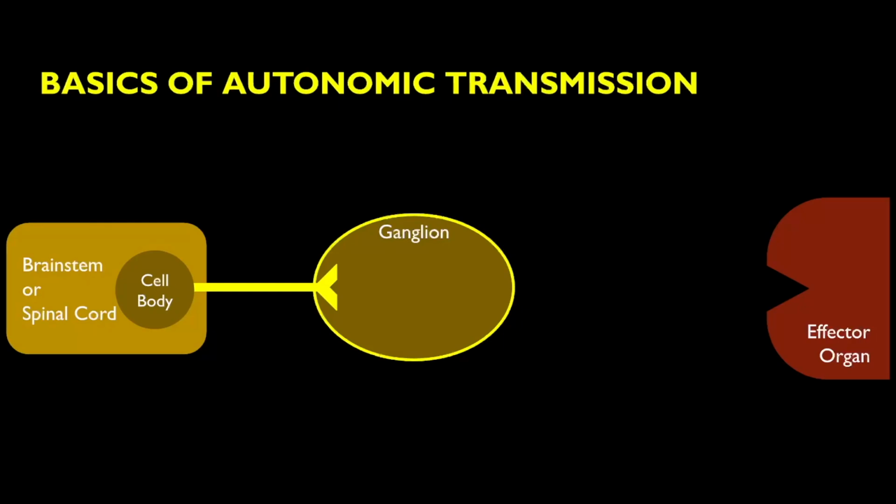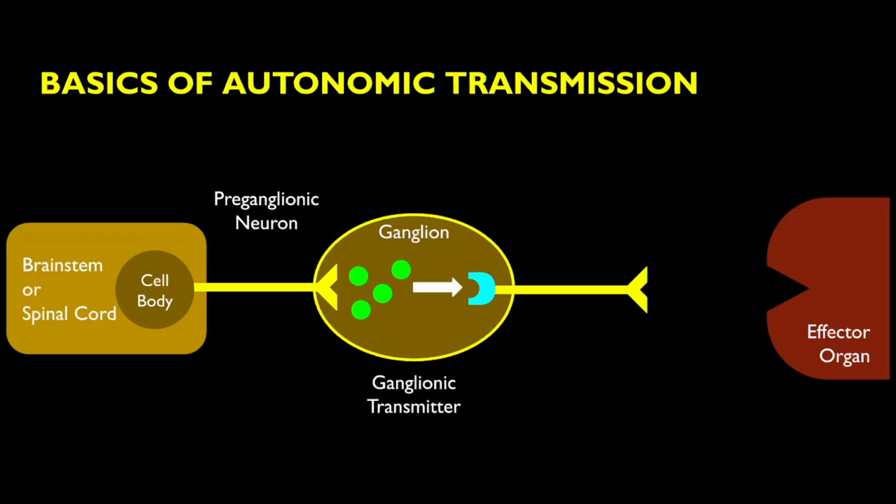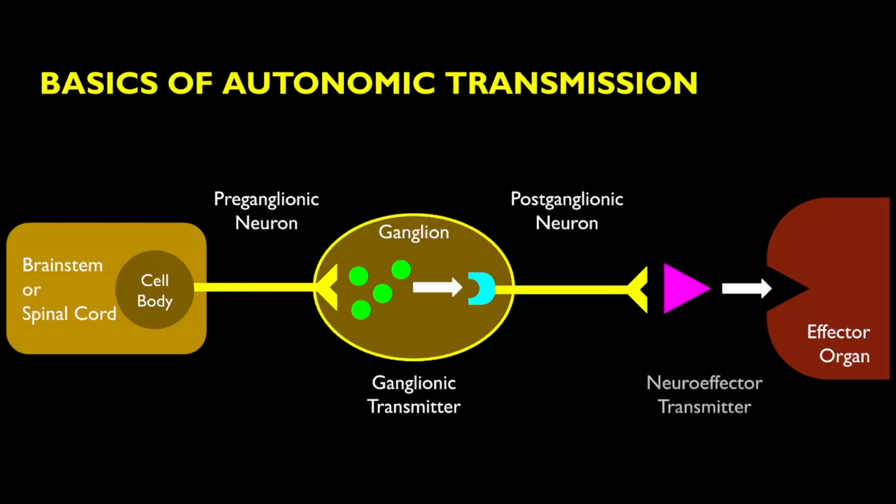Now, since this nerve is relaying into the ganglion, or it's coming before the ganglion, it's called the preganglionic neuron. This preganglionic neuron releases a neurotransmitter which stimulates the receptors present on another nerve which exits the ganglion or comes after the ganglion. And this neuron is known as the postganglionic neuron. This postganglionic neuron is the one which actually releases the neuroeffector transmitter, which acts on the effector organ and brings about the desired action. So now that we know about the basics of autonomic transmission, let's discuss the anatomy of the sympathetic and the parasympathetic nervous system.